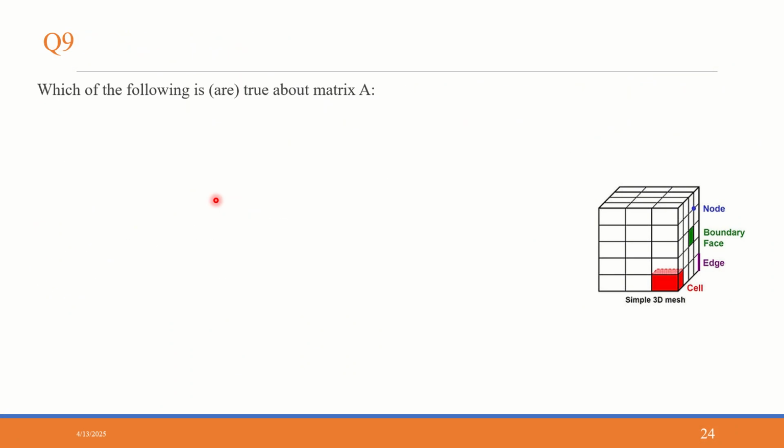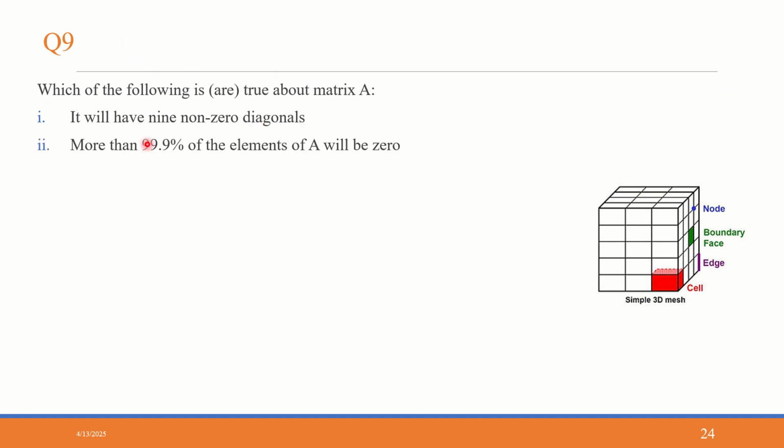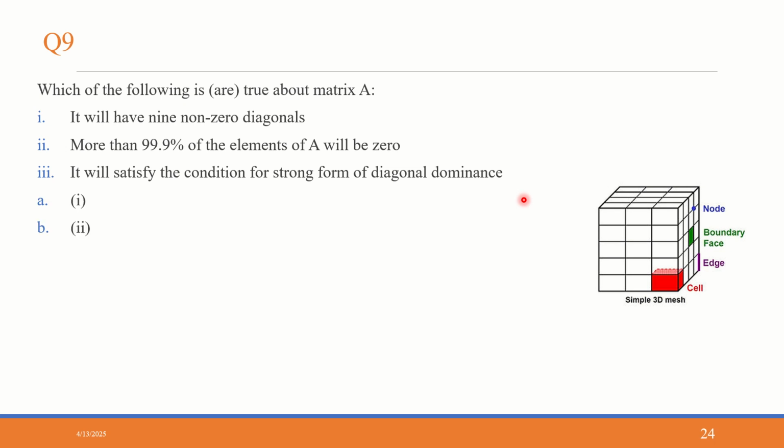So in question 9, which of the following are true about matrix A? First one, it will have 9 non-zero diagonals. Second one, more than 99.9% of elements of A will be 0. And third one, it will satisfy the condition for strong form of diagonal dominance. So options are option A 1, option B 2, option C 3, option D all.